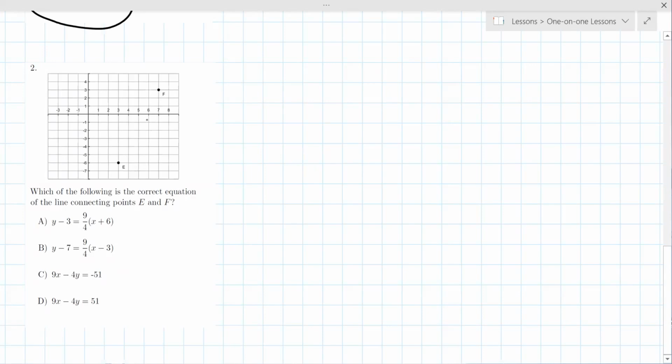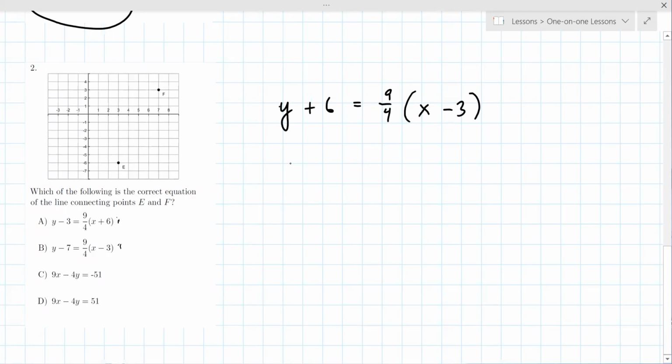Which point are you using for that? You're using point E? Okay. And what did you get for slope? 9 over 4? Yeah. And then x minus 3. Okay, so we're looking for the one that's correct. So neither of these are correct. You see that? Neither of them match.